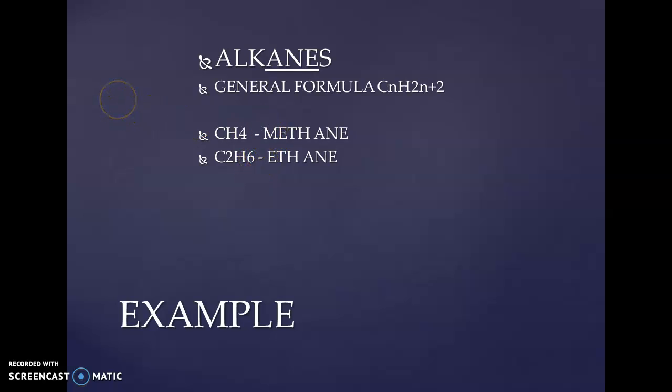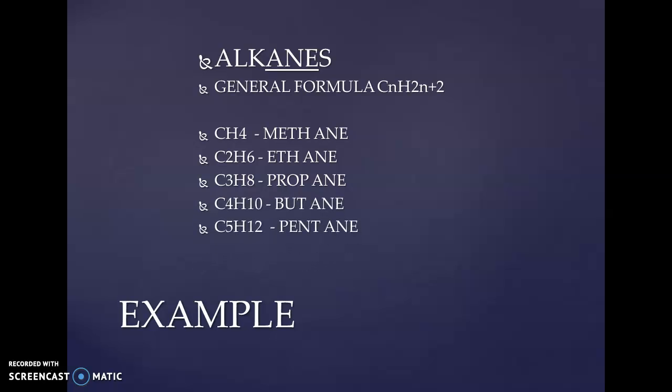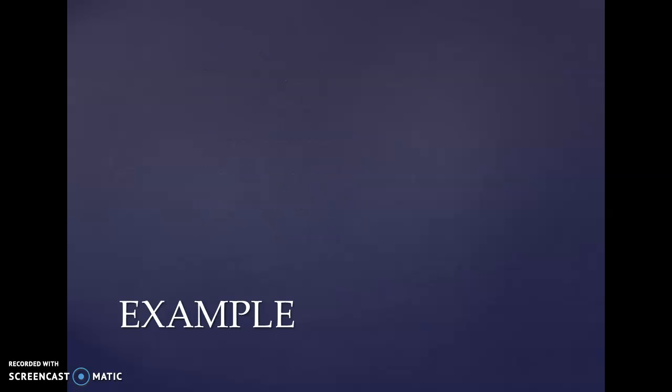If you add one CH2 group to C2H6, you will get the next member. What will be that C2H6 plus one more CH2? It will be C3H8, which is propane. If you add one more CH2 to it, it will be C4H10, butane. Next will be pentane.